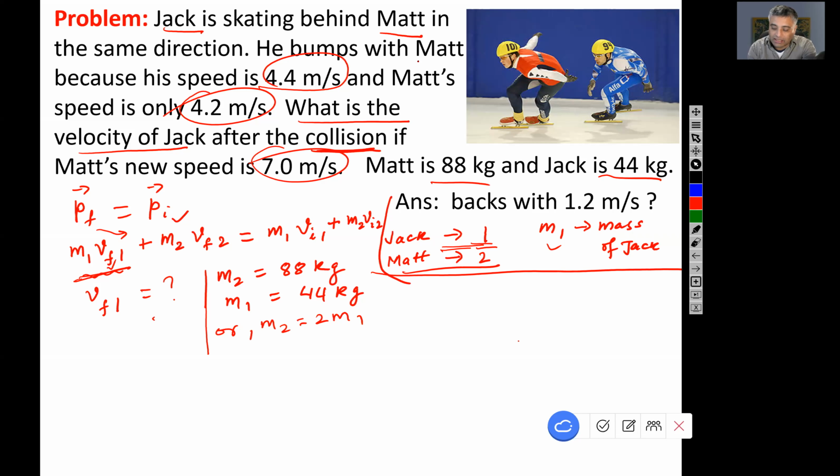What other things do we know? Let's go back here. Jack bumps into Matt with a speed of 4.4 meters per second. So Jack has the initial speed, and Jack is number 1. That means this is the initial velocity of number 1, so vi1 is 4.4 meters per second. Is it positive or negative?